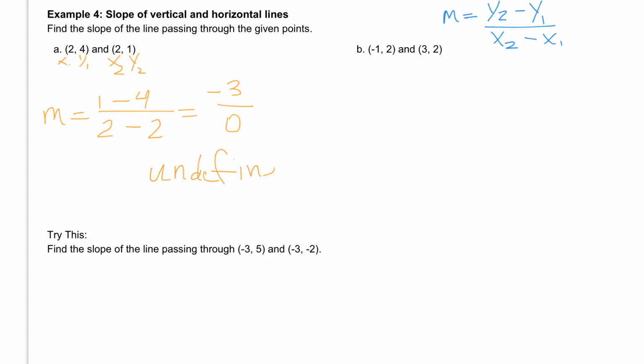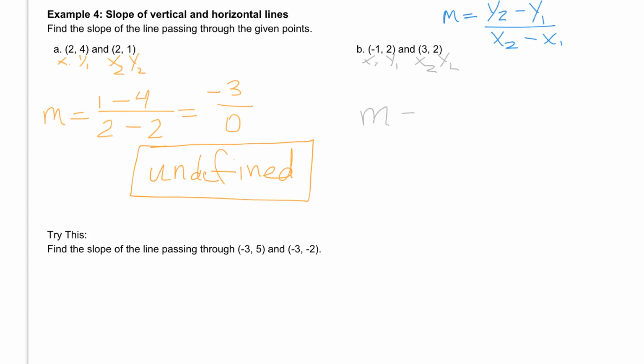And if you think about the classification we did on the first page, you will see that vertical lines are the lines that have slopes that are undefined. So you can tell by looking at the slope that these 2 points will form a vertical line. In letter B, let's go ahead and label our points again. We have x sub 1, y sub 1, x sub 2, and y sub 2.